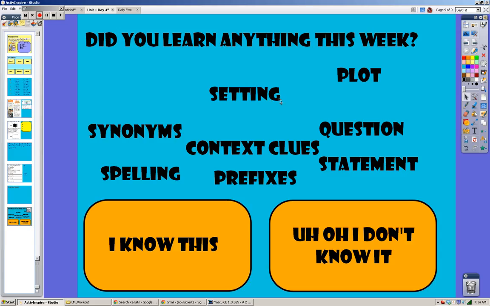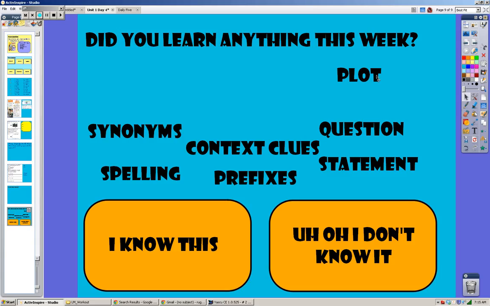Setting. Setting is where the story takes place. We read the story First Day Jitters this week, and in that story, Sarah Jane Hartwell, it takes place in her home and also at the school. So there's actually two settings in that story. Many stories only have one setting, and lots of others have many settings. So I think we pretty much know what setting is. So let's put it in the box.